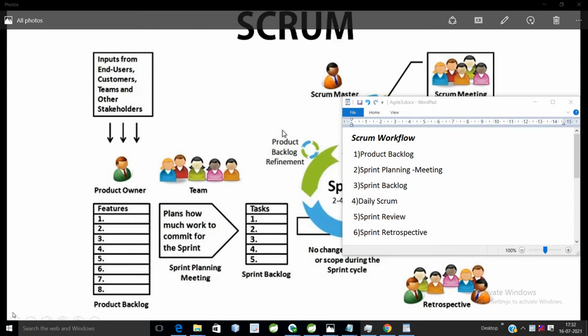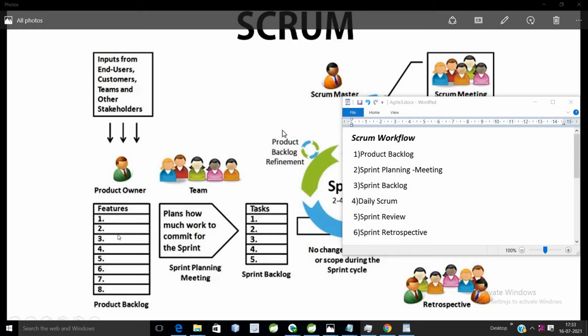In this tutorial we are going to discuss the Scrum workflow. So what is included in the Scrum workflow? First is the product backlog. First we have to prepare the product backlog, and the responsibility for the product backlog will be taken by the product owner. As you can see in this diagram, the features are called the product backlog.